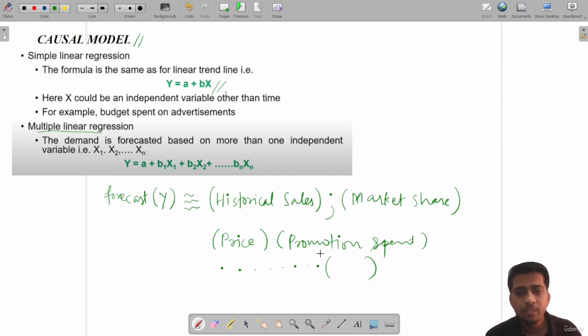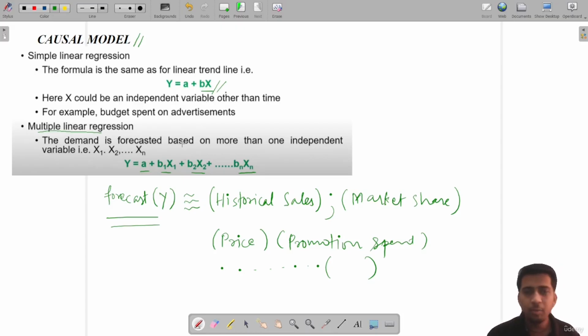But it is advised you only use those variables which considerably influence the forecast. So here you see the equation, in which the output sales is dependent upon multiple factors: b1 x1, b2 x2, till bn xn, and a is the intercept. Unlike linear regression, which was only dependent upon the historical sales.